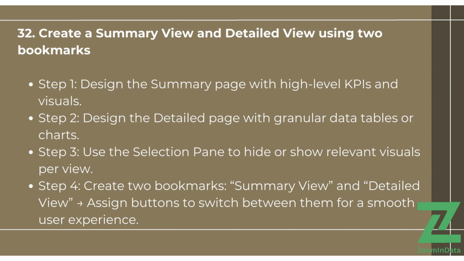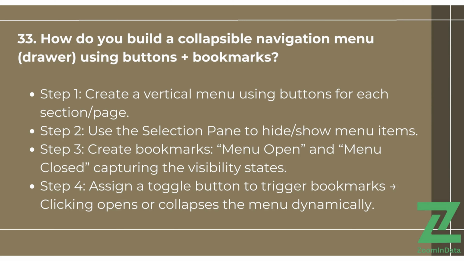32nd question. Create a summary view and detailed view using two bookmarks. Step 1. Design the summary page with high-level KPIs and visuals. Step 2. Design the detailed page with granular data tables or charts. Step 3. Use the selection pane to hide or show relevant visuals per view. Step 4. Create two bookmarks, Summary View and Detailed View, and assign buttons to switch between them for a smooth user experience.